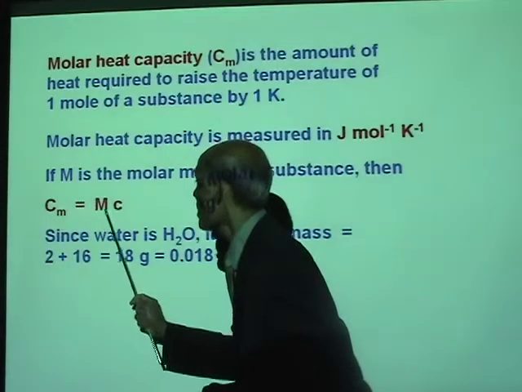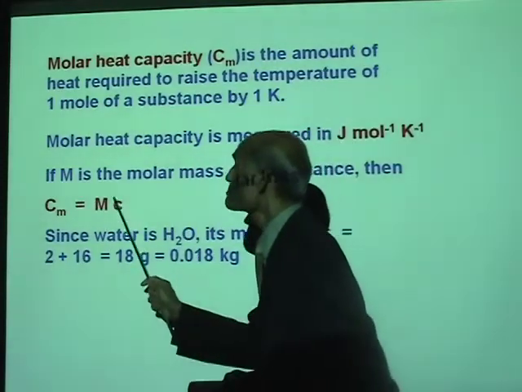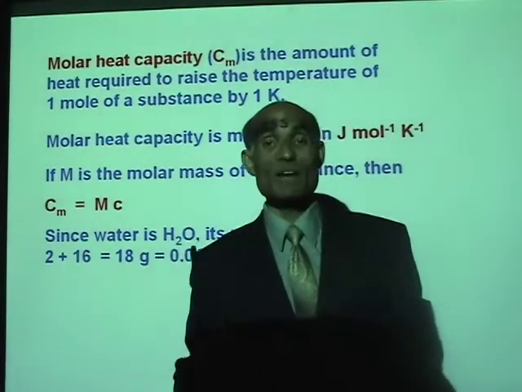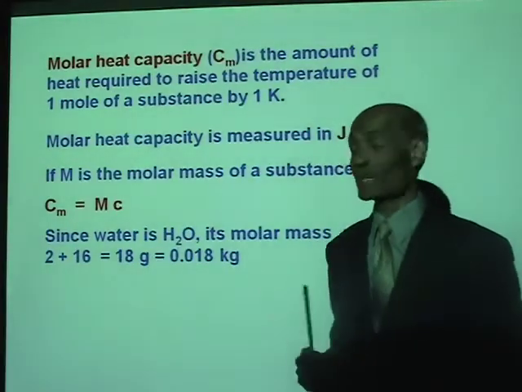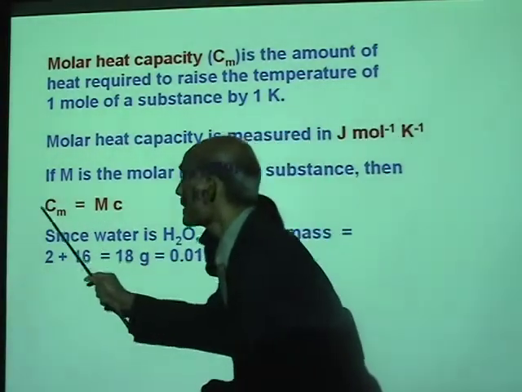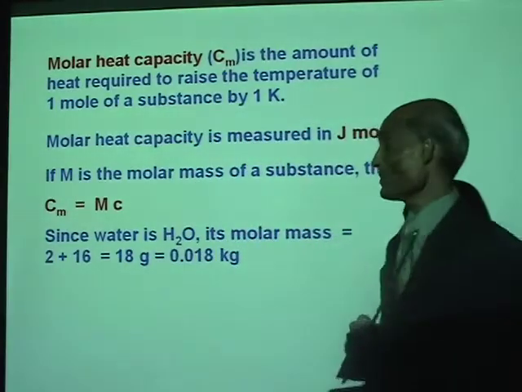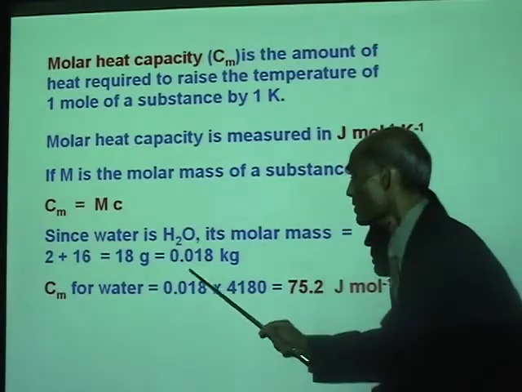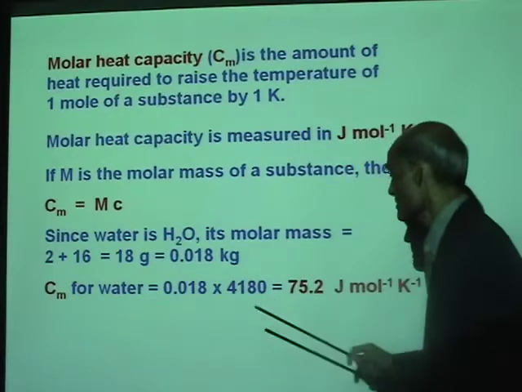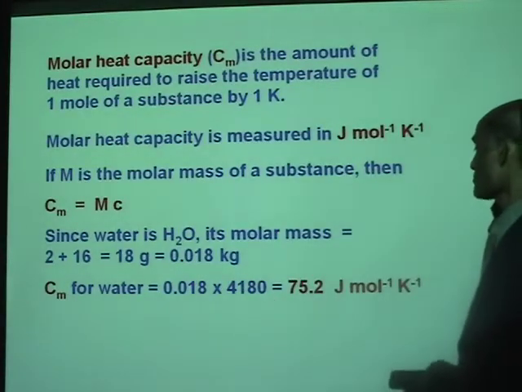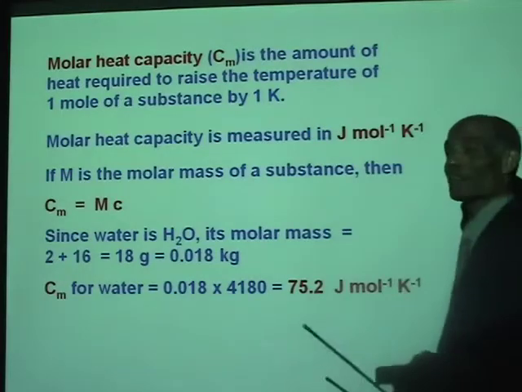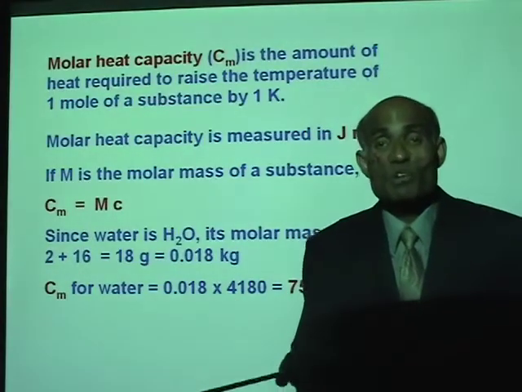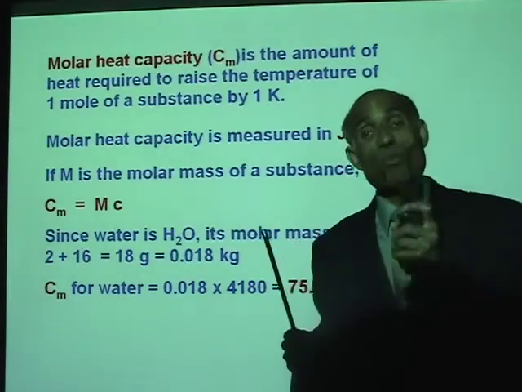So if you multiply the molar mass of water with its specific heat value, what is the specific heat value for water? 4,180 joules per kilogram per Kelvin. If you multiply that, you will get the molar heat capacity for water. There you are. Molar heat capacity for water is the molar mass multiplied by the specific heat, and that is 75.2 joules per mole per Kelvin. You need 75.2 joules of energy to raise the temperature of 1 mole of water by 1 Kelvin.